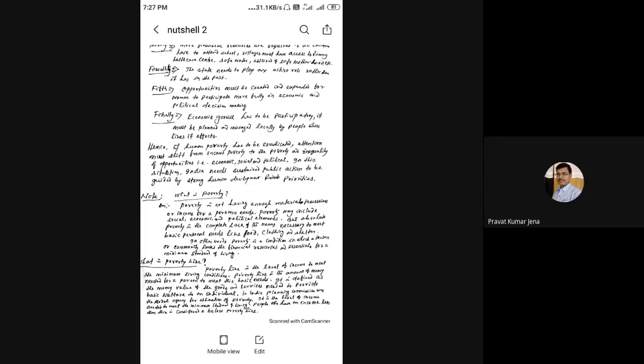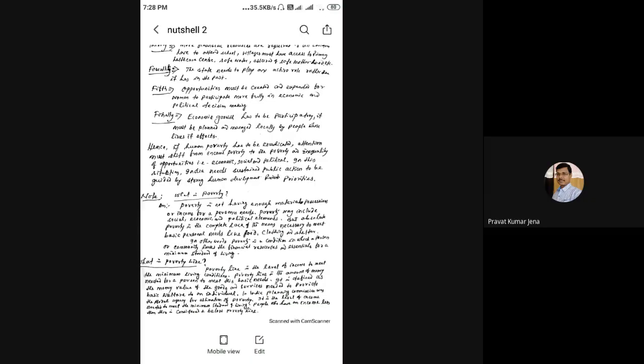So, my dear student, note the exact meaning of poverty. Some students are not aware of what poverty is. You see, poverty is not having enough material possessions or income for a person's needs. Poverty may include social, economic, and political elements. But absolute poverty is the complete lack of the means necessary to meet basic personal needs like food, clothing and shelter.